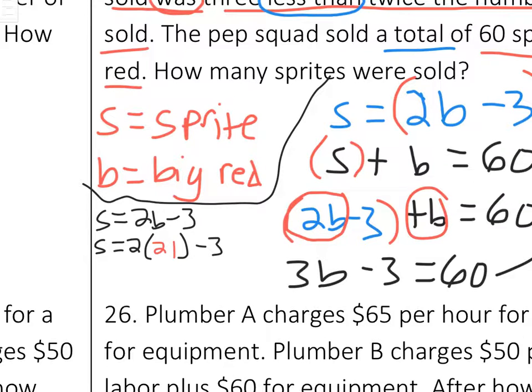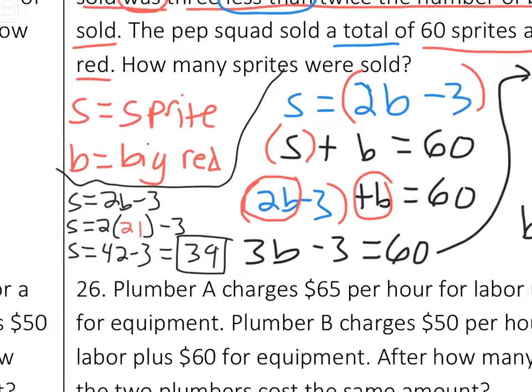All right, well, 2 times 21 is going to give you 42. So S is equal to 42 minus 3, which is equal to 39. Okay, so your final answer will be 39 sprites were sold. Remember, a word problem always requires a word answer.